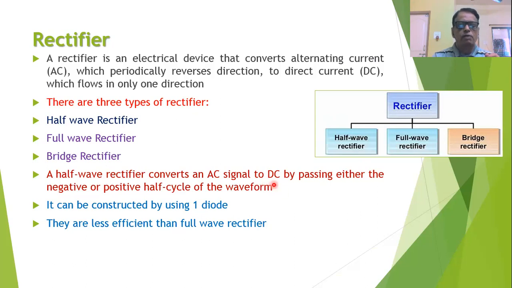The half-wave rectifier will convert the AC signal to DC by passing either the negative half cycle or the positive half cycle of the waveform. Only half cycle is used, and therefore one can easily say that the efficiency of this circuit is much less than that of the full wave rectifier circuit. But this is the simplest type of circuit, and it requires only one diode for its construction. So if you have fewer components, or if you want to construct a simple DC power supply, you can always go for the half-wave rectifier circuit.